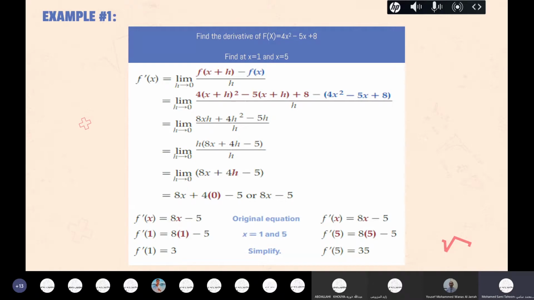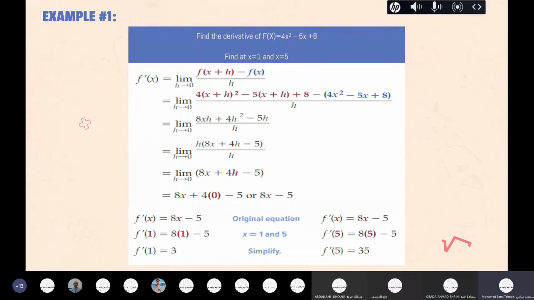We have an example here. Does anyone want to explain the steps, please? Okay, Obada, go on, please. First, we write the formula that we studied before. Then, we apply the formula to our main function. Third step is expanding and simplifying, and we factor what we got. After we divide by h, we substitute the limit h to 0 to get the final function. Now we can use this equation to find the values at x equal 1 and x equal 5.